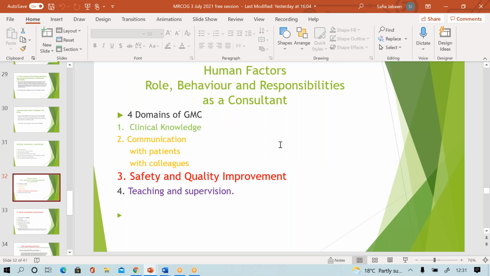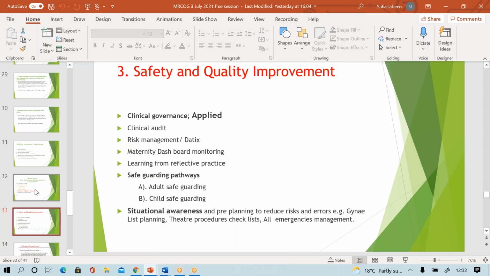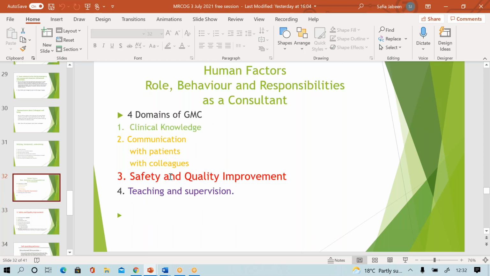Then the third main domain is safety and quality improvement. Now, safety and quality improvement is about everything: how much care, from the patient's point of view, from the training and the capabilities of the clinicians as well, that we need to make sure they are safe and providing quality care. So the clinician should be up to date with their clinical knowledge, and they should be doing their appraisals and their assessment, including clinical risk management and everything.